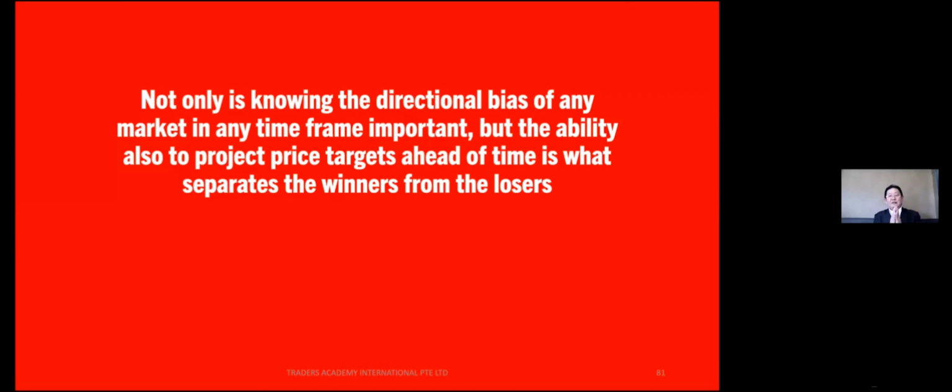Now, this is what I want to leave you with. The way you've seen my charts, you have seen the way I keep it very clean, very simple. All I want to do is first find out which direction the market is. It means to say, does the market have a natural tendency to go up or down?